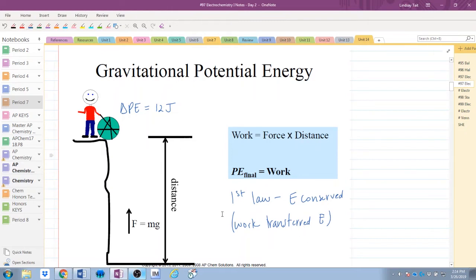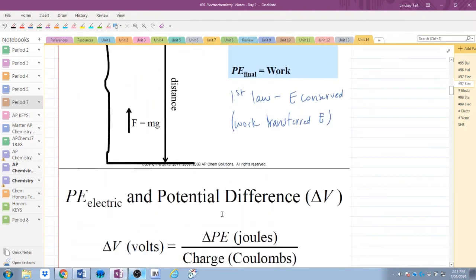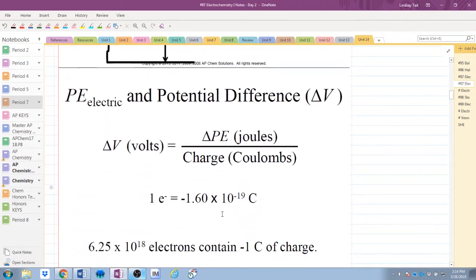So this change in potential energy can be related now to this idea of voltage. We can talk about electrical potential energy and this thing called potential difference, which is analogous to voltage. See, that's a V for voltage. When you talk about a battery, this is a AA battery, and this is 1.5 volts.